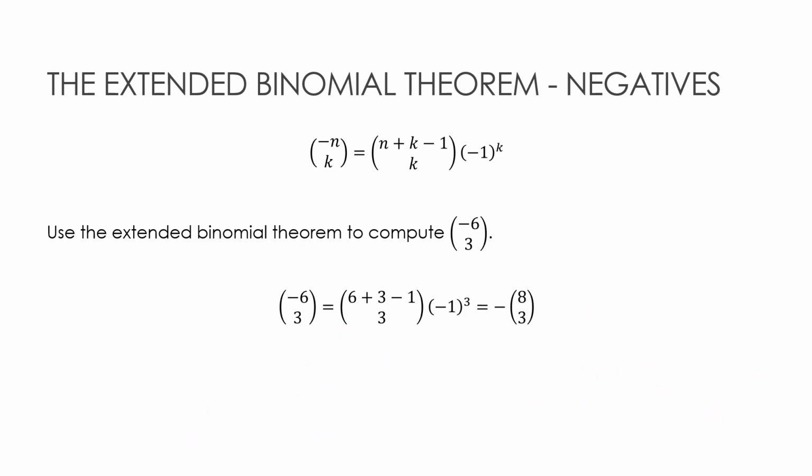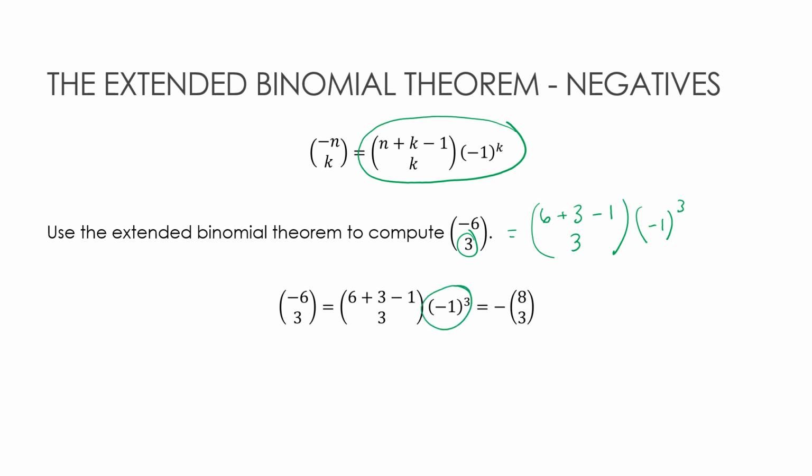Let's say I wanted to expand negative 6 choose 3. So negative 6 choose 3, again using this extended binomial theorem for negatives, I'm saying let's take n, positive n, which is 6, plus 3 minus 1, choose 3, and then of course negative 1 to the third. Now we know negative 1 to the third is really just going to give us a positive or negative based on if it's an odd or even k value. So obviously if it's an odd k value, our answer is going to be negative. If it's an even k value, our answer will be positive.